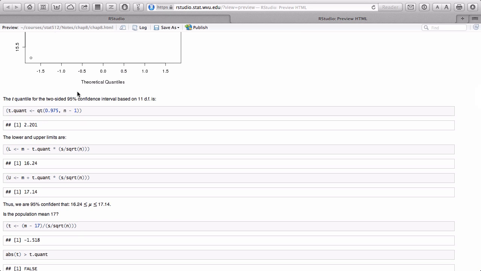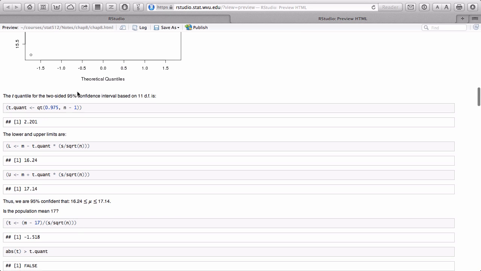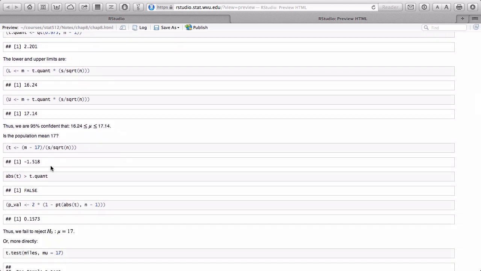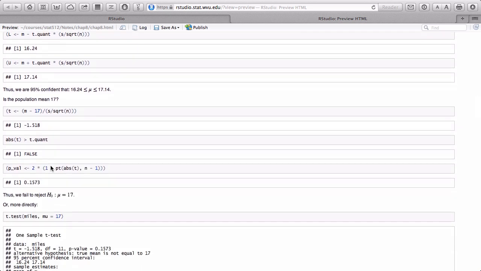So at any rate, if you take a look at this, right where the cursor is, we computed the t. So it's the mean minus the hypothesis. This is a test now, as opposed to a confidence interval. So the t is simply the sample mean minus the hypothesized value over the standard error. And the standard error in this case is s over the square root of n. And you can see that the mean is actually less than 17. So the t value is negative.